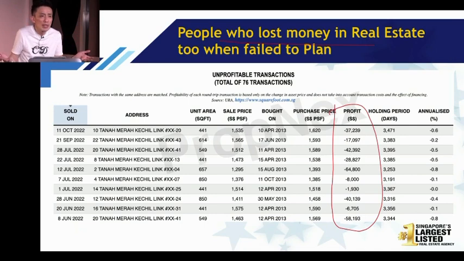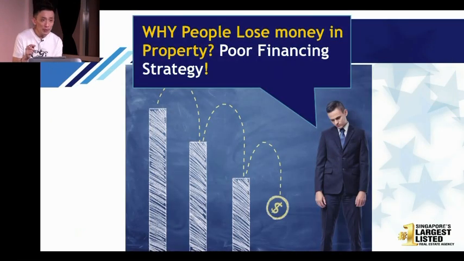Why do they lose money? Because they never plan ahead. That's the reason why, my friend, all of you here must learn how to plan ahead so that you will not lose your money eventually. People lose money because of poor financing. That's the reason why you need to learn how to ensure that your financing is taken care of. That's why you need to learn how to determine my purchase price.